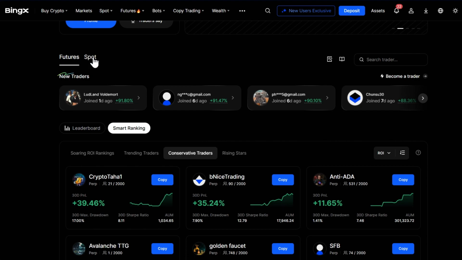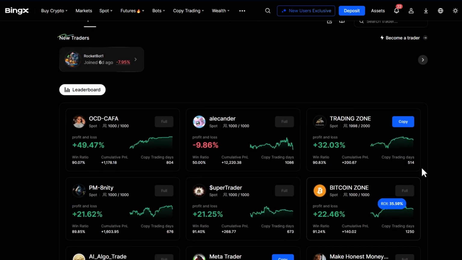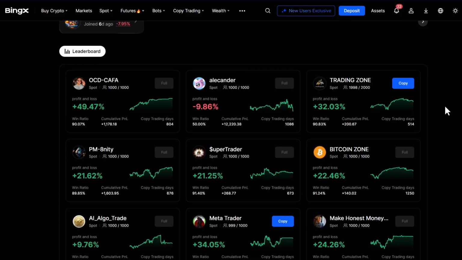Now let's quickly look at spot copy trading. Click on the spot section from the copy trading menu. Here you'll see traders who trade without leverage, which means they're buying and holding cryptocurrencies without borrowing funds. This is much safer than futures trading because you can't get liquidated. The worst that can happen is your portfolio value decreases if prices drop.